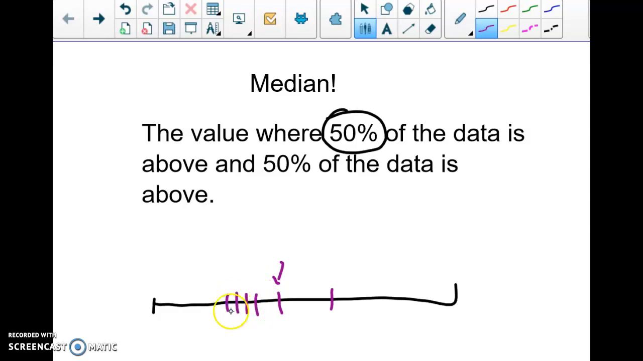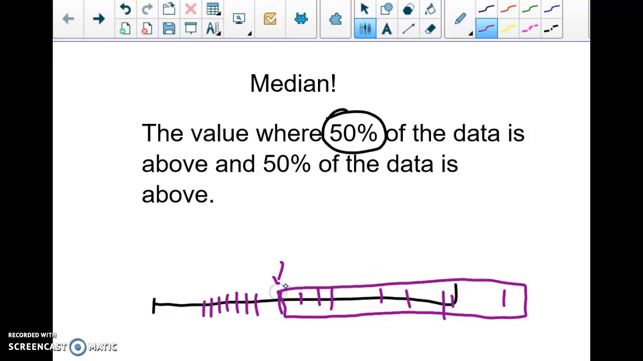So if I do 1, 2, 3, 4, 5, 6, 7, but then on this side I do 1, 2, 3, 4, 5, 6, and then maybe even put one out here, 7. This is still 50% of the data, but it's clumped up smaller than these guys over here. And so even though it's spread out, even though there's this value way out here, it doesn't affect that. It's just a data value. And so we're just looking for what point is this.